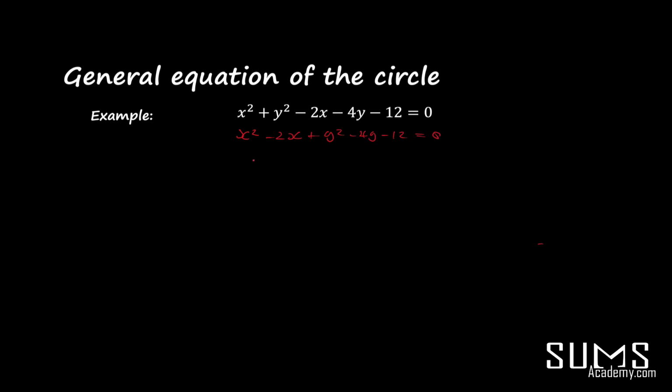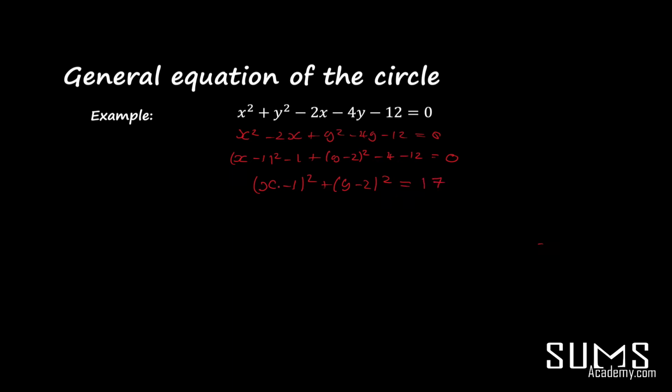And what we can do in this is complete the square, but we complete the square twice. So this becomes (x minus 1) squared minus 1 plus (y minus 2) squared minus 4, and then minus 12 again equals 0. We move everything around: (x minus 1) squared plus (y minus 2) squared equals, this becomes minus 17, then it becomes positive 17.